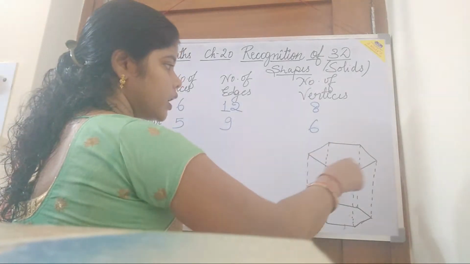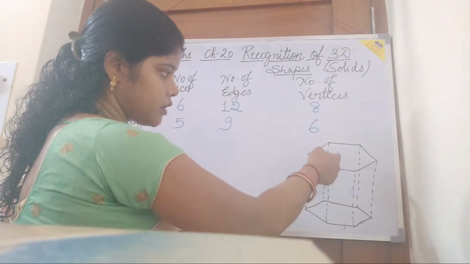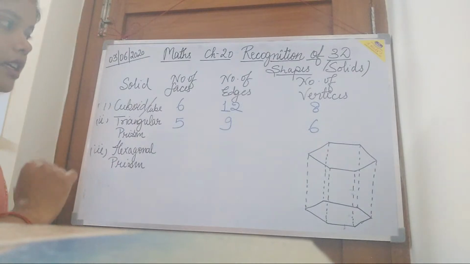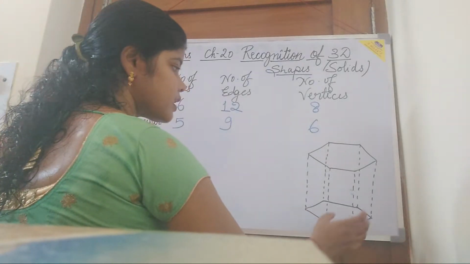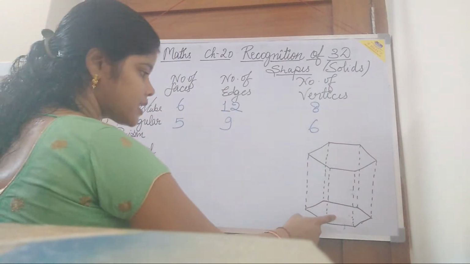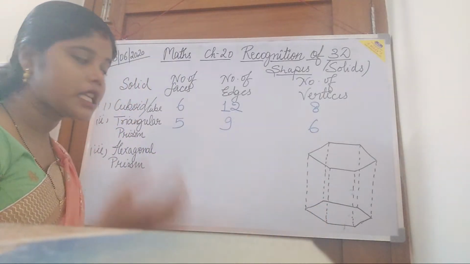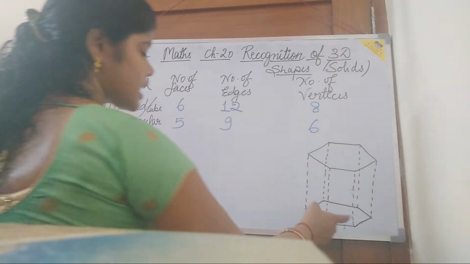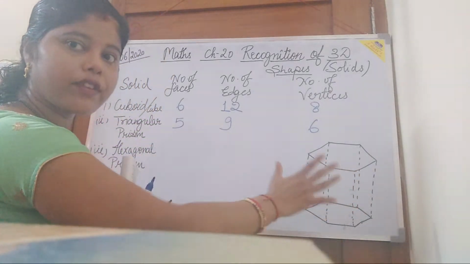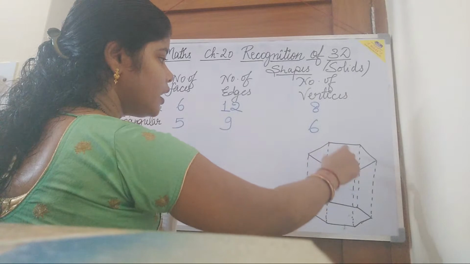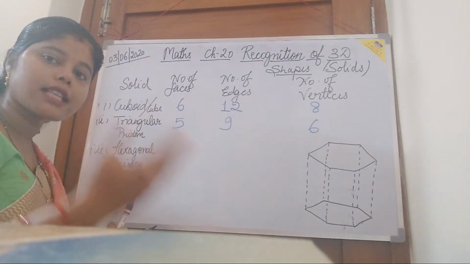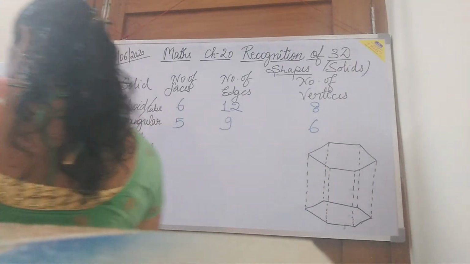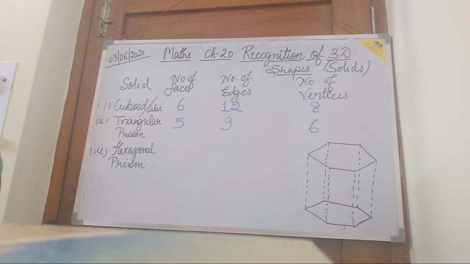The top and bottom faces are in hexagon form and the other faces are in rectangular form. So whatever number of sides the base has, that many rectangles we have. The base has 6 sides. So how many rectangles? 6. 6 faces of rectangular form, and top and bottom faces in hexagon form. So 6 plus 2, the hexagonal prism has 8 faces.